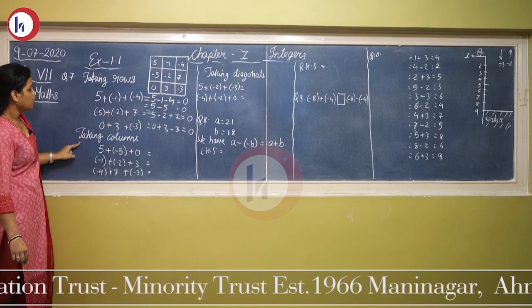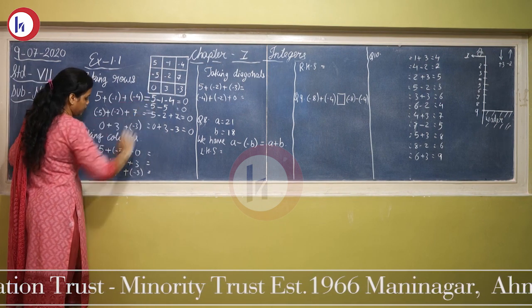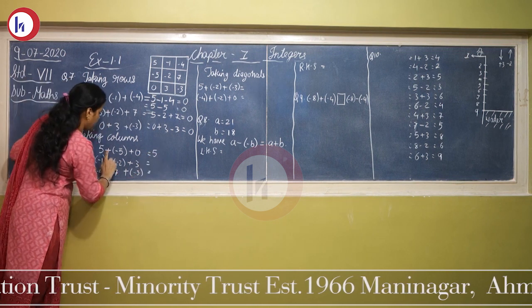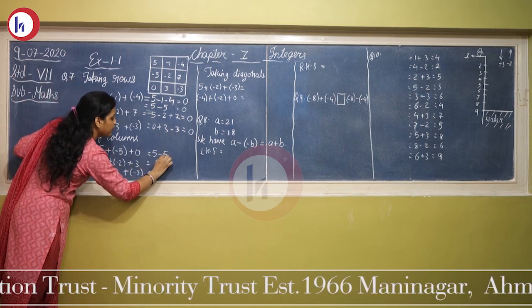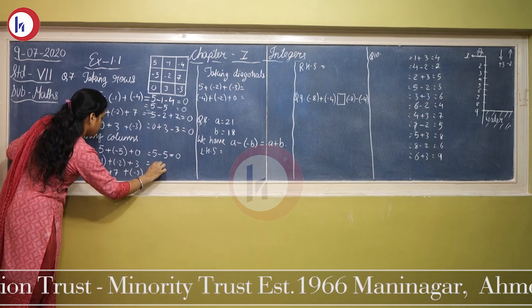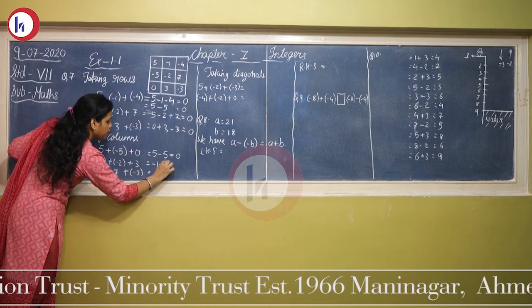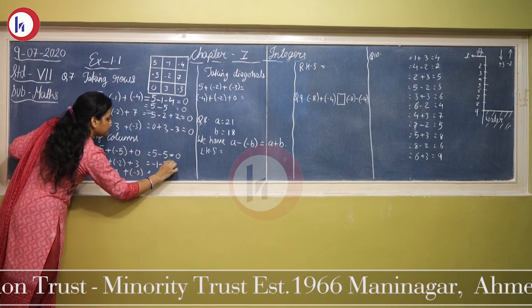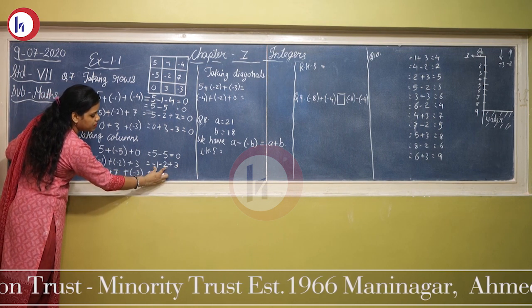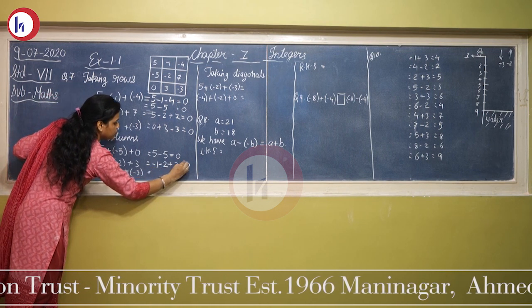Now we will check with the columns, that is 1, 2 and 3. 5, now you can see from here only you will get the answer as 0. 5 plus multiply by minus will be minus 5 and 0. Here again minus 1 plus multiply by minus 2 will be minus 2 and plus 3. So here minus 1 minus 2 together will become minus 3 and plus 3, 0.